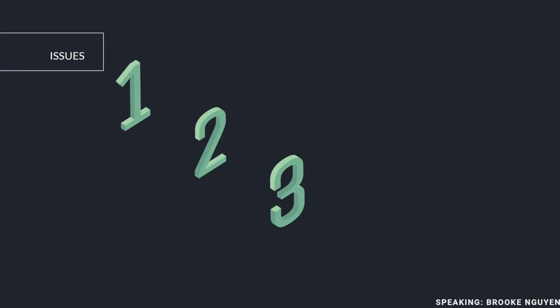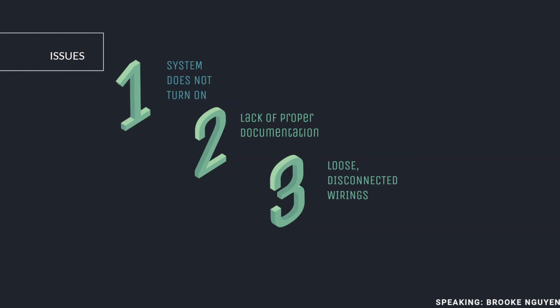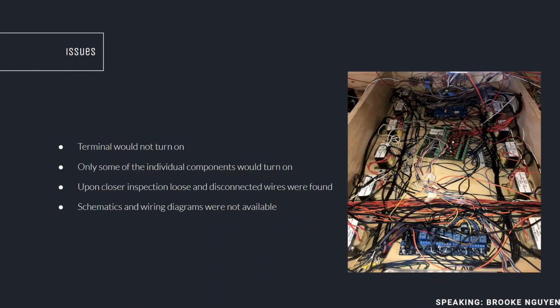Upon initial inspection of the smart grid, we found 3 issues. The issues were that the system did not turn on, there was a lack of proper documentation, and there were a lot of loose and disconnected wires throughout the grid. In the beginning of the year, we tried to turn on the smart grid according to the instructions created in a previous year. However, the terminal, which is the display screen, would not turn on. We also noticed some other individual components not turning on, such as LEDs.